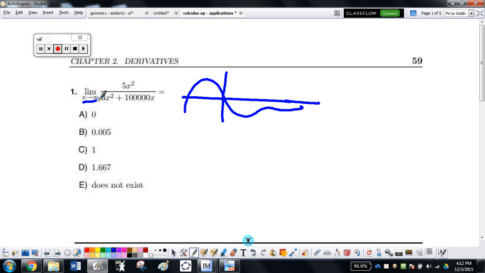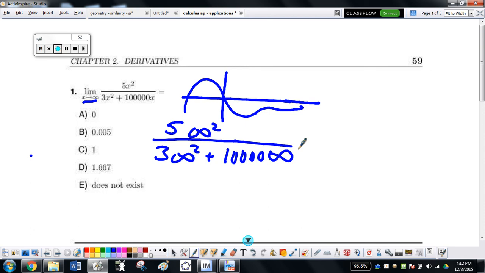Now, you could remember the horizontal asymptote rules, with the degrees, but you may forget that, especially with all the other things you have to memorize. So just plug infinity in. You have 5 infinity squared plus 100,000 infinity. Is 100,000 times infinity a drop in the ocean compared to 3 infinity squared? Infinity times infinity is way bigger than 100,000 times infinity. So this is essentially irrelevant compared to how fast this part here is growing.